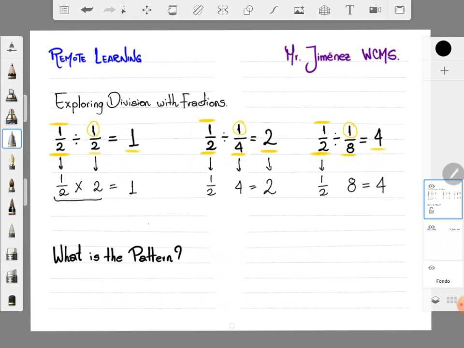Why? Because when you multiply 1/2 by 2, that means 2 times 1/2, so 1/2 plus 1/2. If you have 1/2 two times, this is 1 whole. So this is 2/2. But if you simplify this fraction, you will have the number 1. How do you simplify? It's simple. You divide by 2 both numbers, the top and the bottom.